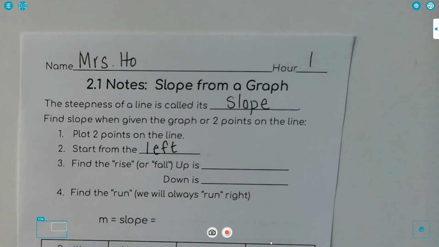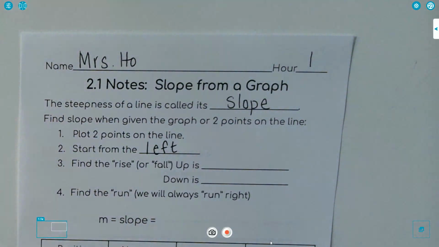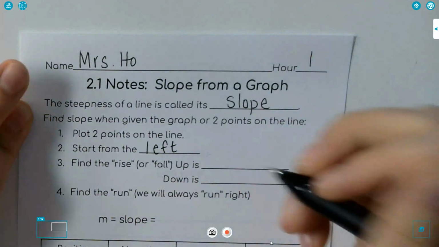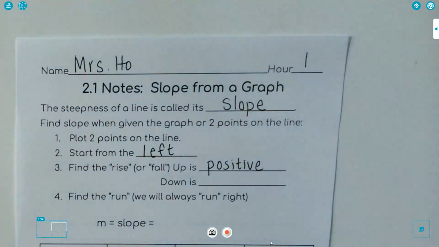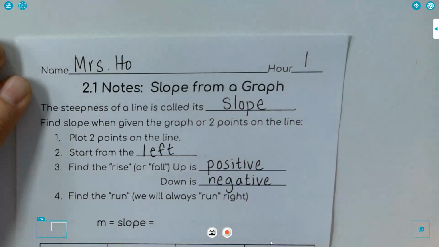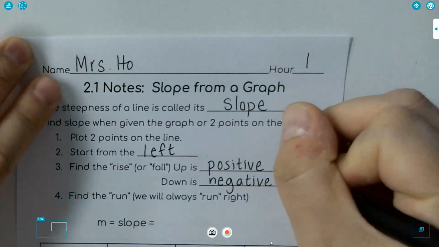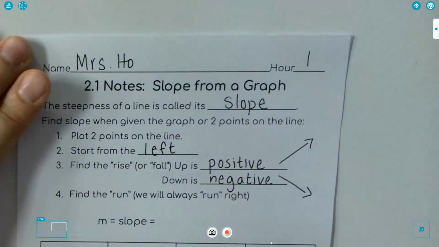Starting on the left helps us make sure that our slopes are correctly positive or negative. So you find your rise or fall of your line. So if we start on the left, we're going to see how much up we go or how much down we go. The rise of a line going up will be positive. If from left to right we are going down, that will be negative. If you want to put little arrows by that, that might help you. So left to right, if we're going up, that's positive. Left to right, if we're going down, that's negative.